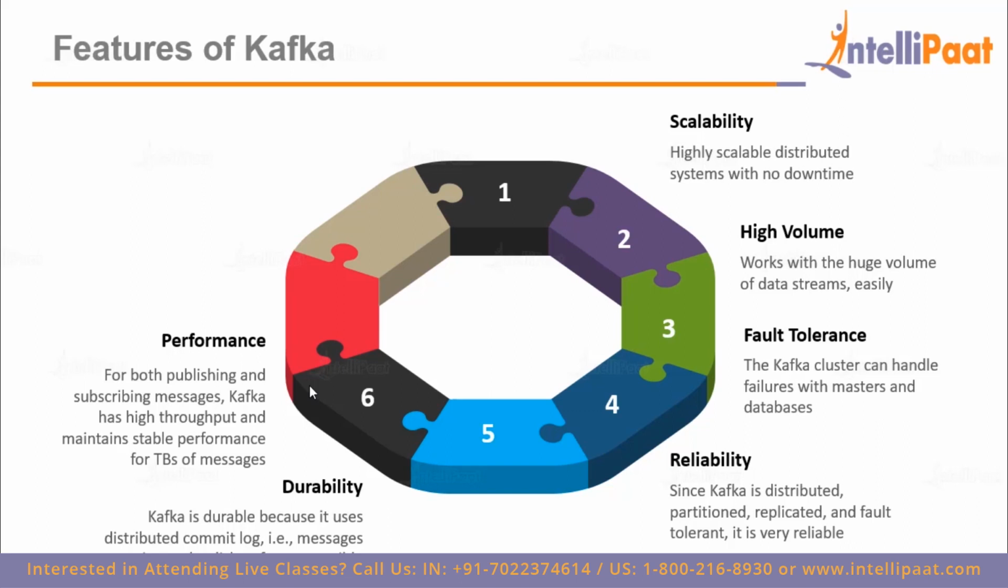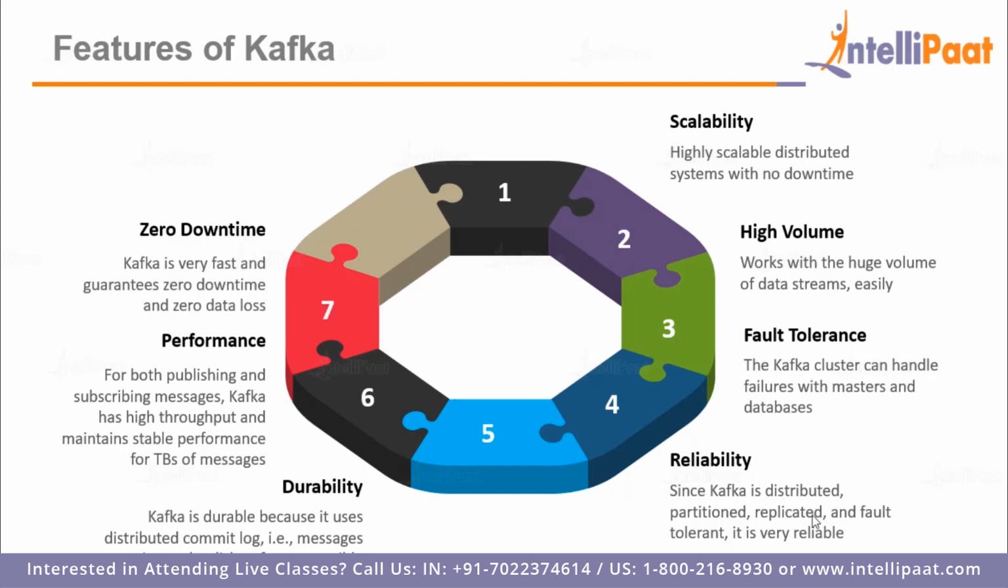So over here you have something known as the producer throughput and the consumer throughput. Producer throughput is the amount of information which the producers generate in a particular amount of time, and the consumer throughput is the amount of data that the consumers can consume in a particular amount of time. So this is how Kafka ensures that there is very high performance. And Kafka also provides zero downtime. Now Kafka is very fast and guarantees zero downtime and zero data loss.